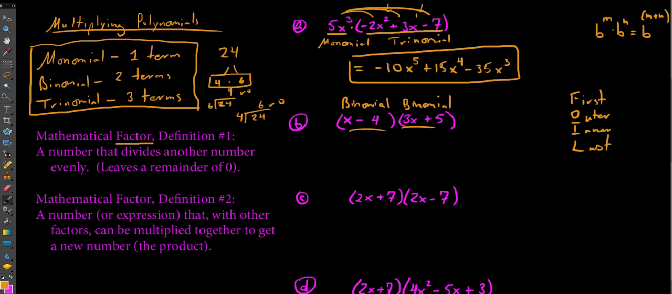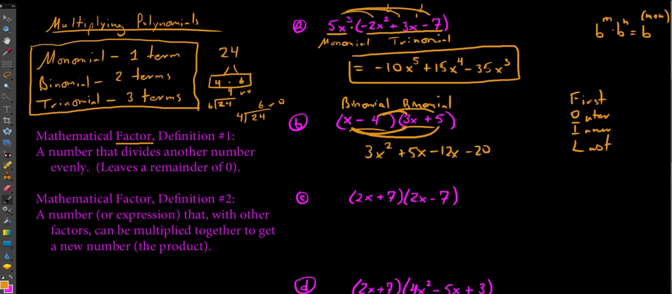The way that works is we multiply our first two terms in each set of parentheses. So x times 3x would be 3x squared. Then we multiply the outer two: x times 5 is 5x. Let's do our inner two: negative 4 times a positive 3x is negative 12x. Then negative 4 times a positive 5 is negative 20.